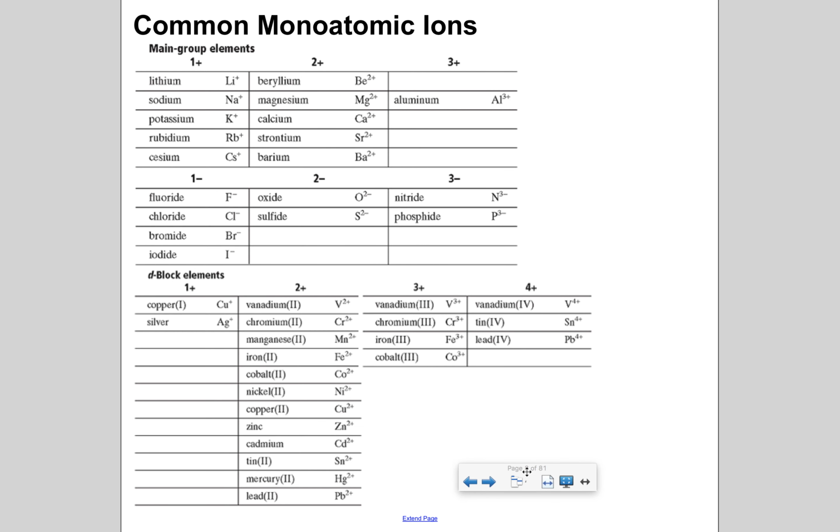So here are some common monoatomic ions. Here's my group 1: lithium, sodium, potassium, rubidium, cesium. And to make this more accurate, I would say cations after all of these. Okay, cations. Here are my anions. Notice the endings have already been changed to IDE. Okay, it's not oxygen, it's oxide. It's not sulfur, it's sulfide. It's not phosphorus, it's phosphide.